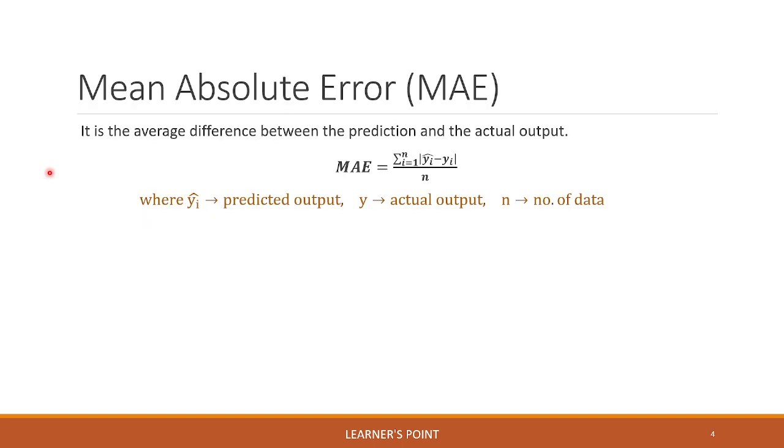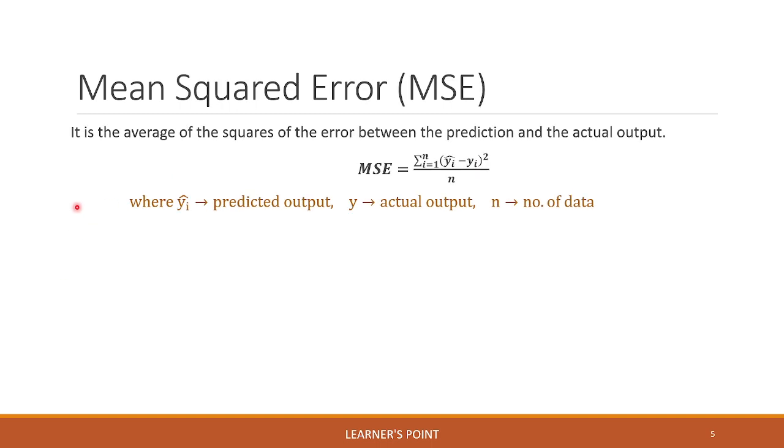Mean absolute error. Mean absolute error is the loss function that calculates the average difference between the prediction and the actual output. This is the equation for mean absolute error. yi hat represents the predicted output and yi represents the actual output. So the difference of these two is calculated, and finally it is divided by the number of data to get the average.